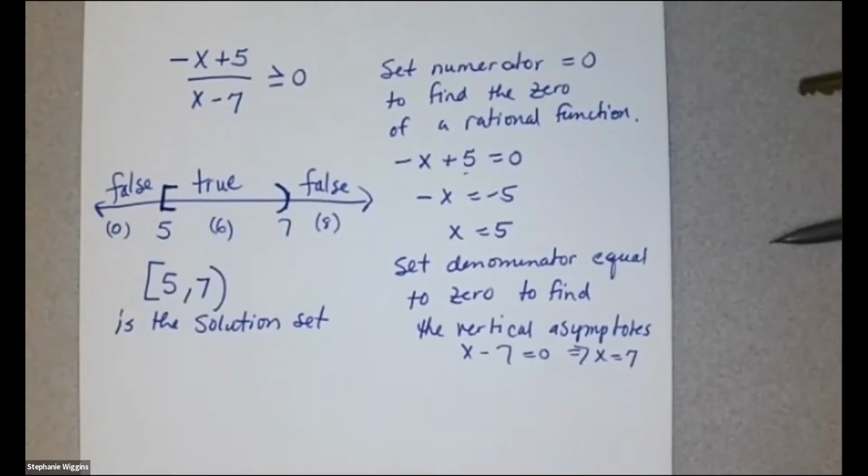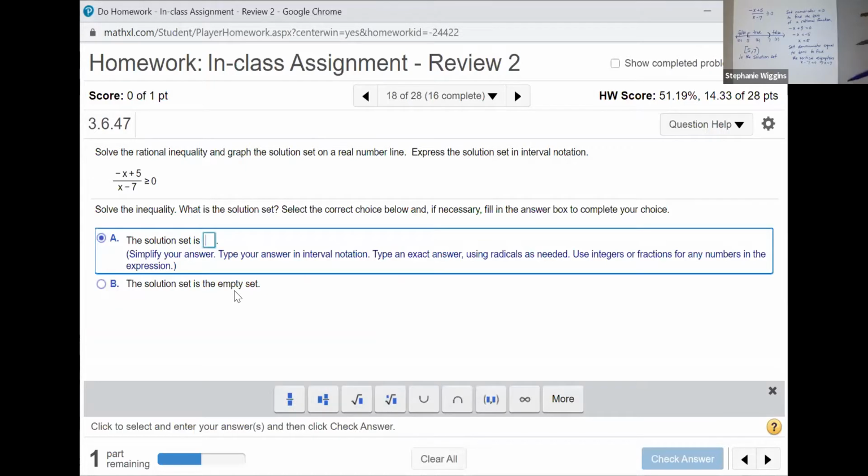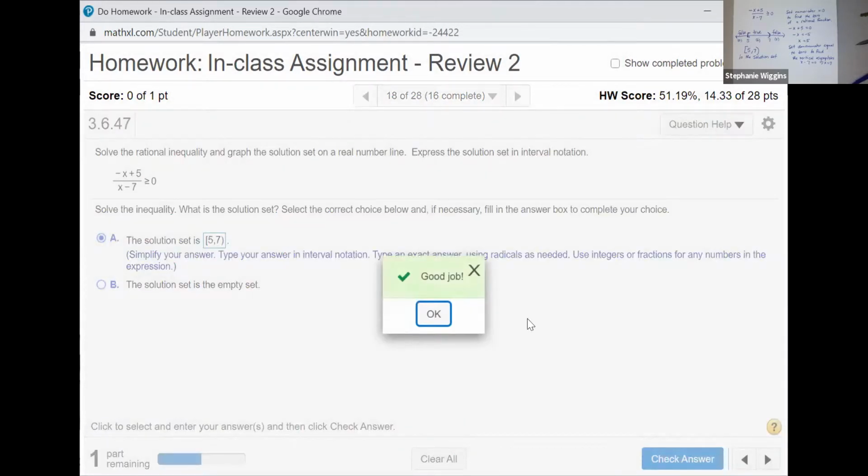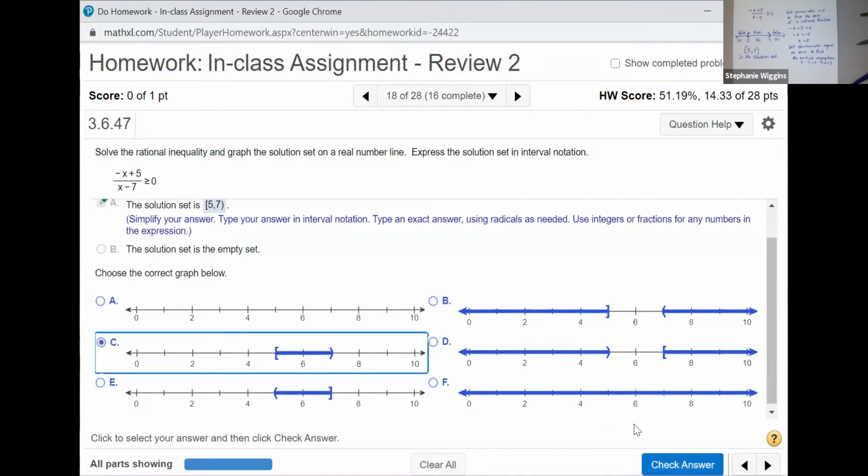All right. And there is a problem like this on the test, so make sure you understand how to do it. Let's see here. Looks like this is the correct one right here.